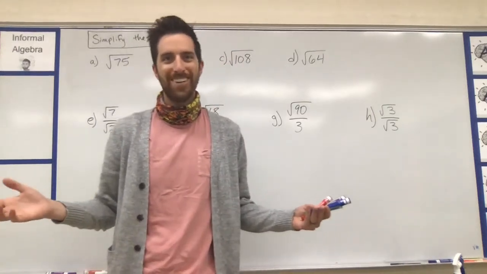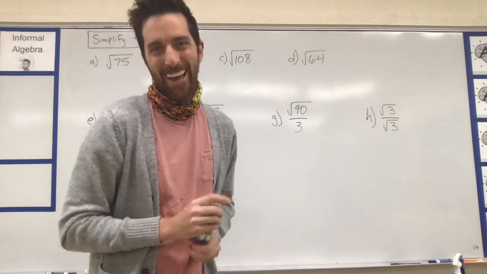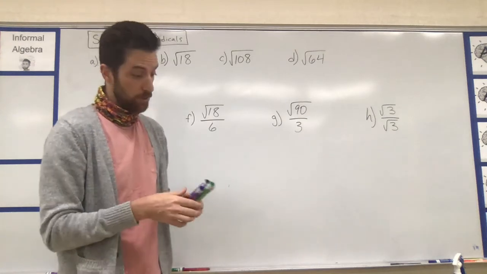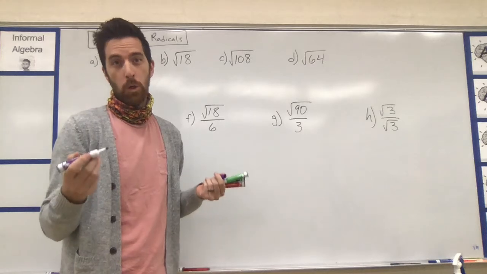Hi folks, here we are at the board. We're going to simplify some radicals, okay? So, when you are simplifying radicals, you got to look for perfect squares. Perfect squares are things that you can square root and it comes out to a nice whole number.